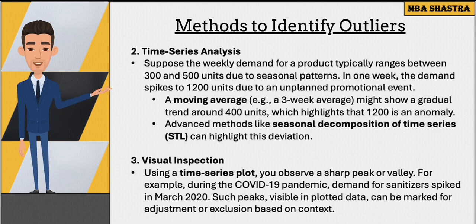2. Time series analysis. Suppose the weekly demand for a product typically ranges between 300 and 500 units due to seasonal patterns. In 1 week, the demand spikes to 1,200 units due to an unplanned promotional event. A moving average, for example, a 3-week average, might show a gradual trend around 400 units, which highlights that 1,200 is an anomaly. Advanced methods like seasonal decomposition of time series, STL, can highlight this deviation.